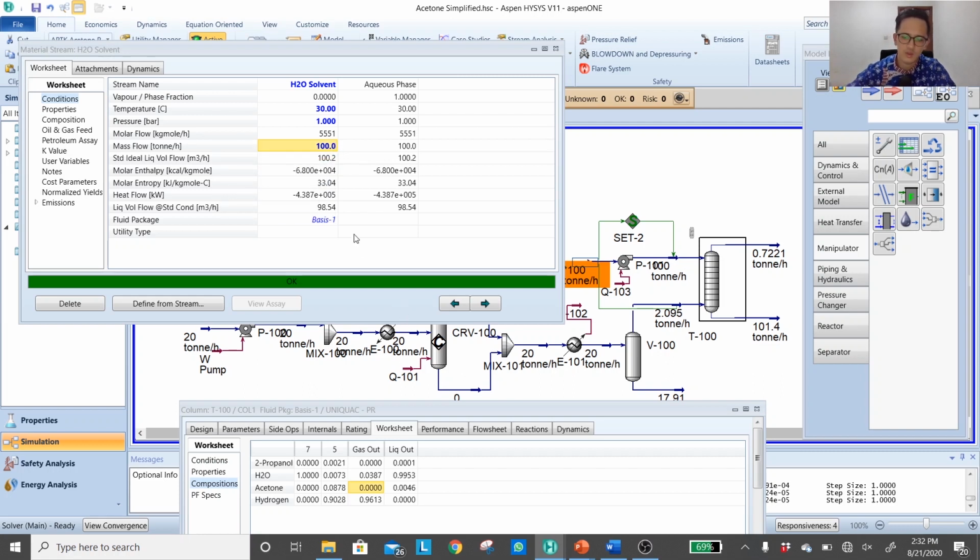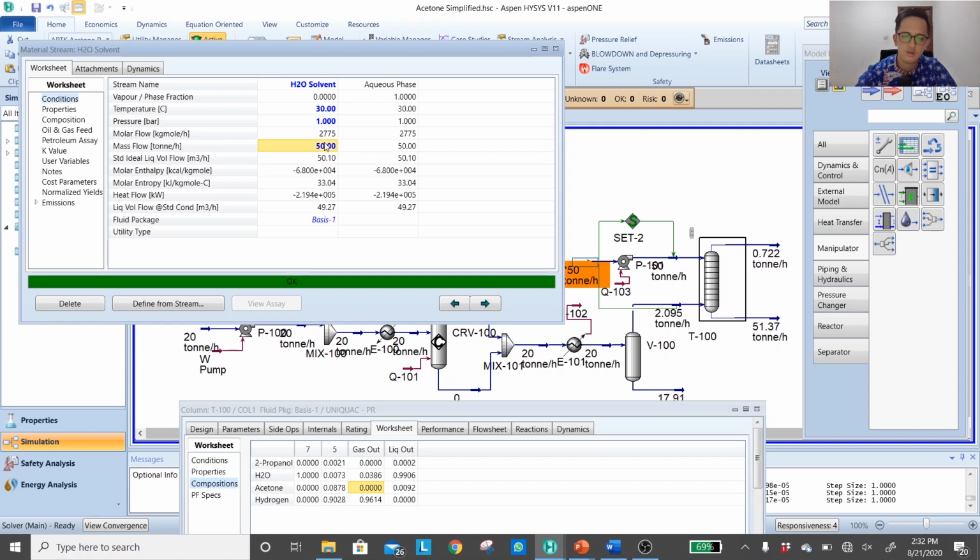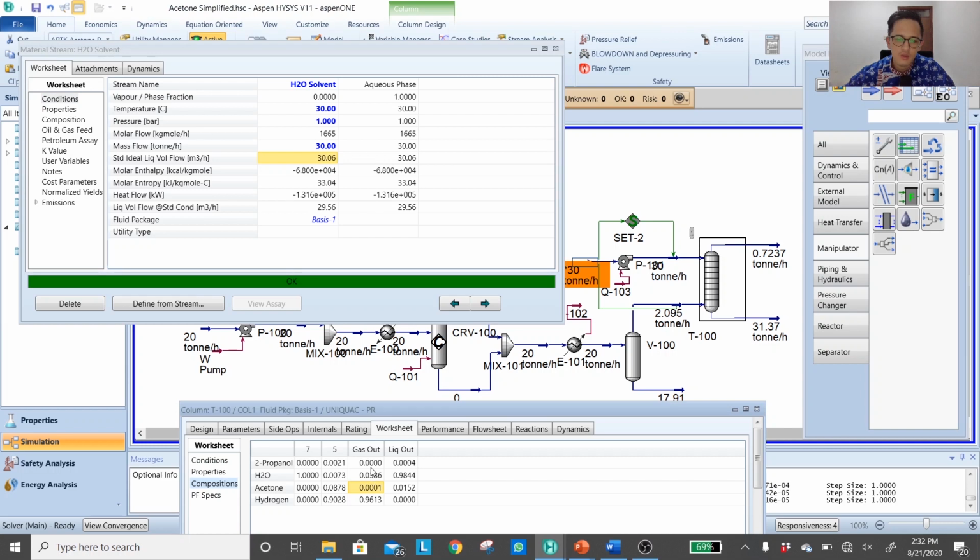So we can keep decreasing the number. At 50, it's still 0% of acetone, which is good. Okay, so let's keep doing this exercise. Okay, at about 30 ton per hour, I will still have a very small amount of acetone. Okay, this is a good case where we don't lose a lot of product, but again, we don't know at this point what's the consequence of sending this high amount of water into the process.